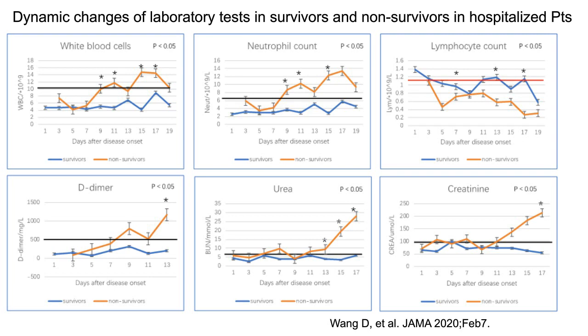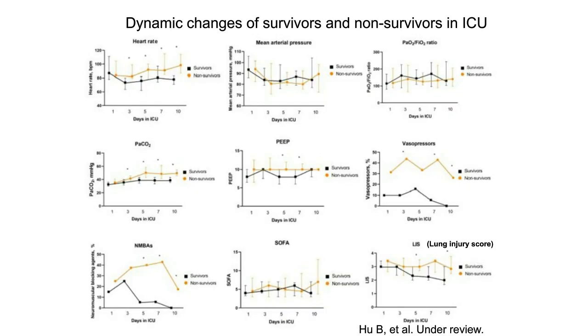And also we measured other parameters for the patients, including the white cell count, the SOFA score, and the lung injury score, which is called LIS. And we can see for the lung survivors, here marked with the yellow color, with the persistent elevated carbon dioxide and persistent elevated lung injury score, persistent high carbon dioxide and requiring a high dose of the vasopressors.